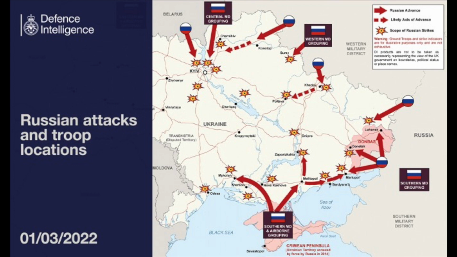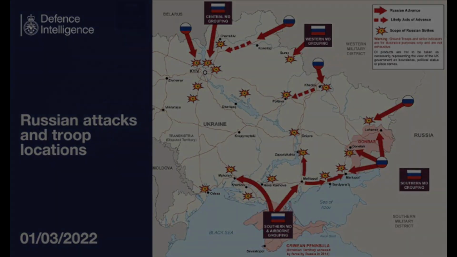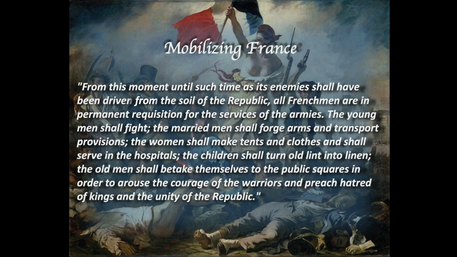It would not be enough, however, and Ukraine initiated its standing plans to mobilize the citizenry in defense of the country. This concept of mobilizing the citizenry is not new, but began with the French Revolution. As the mobilization decree read, "From this moment until such time as its enemies shall have been driven from the soil of the Republic, all Frenchmen are in permanent requisition for the services of the armies. The young men shall fight, the married men shall forge arms and transport provisions. The women shall make tents and clothes and shall serve in hospitals. The children shall turn our old lint into linen. The old men shall betake themselves to the public squares in order to arouse the courage of the warriors and preach hatred to the kings and unity of the Republic."